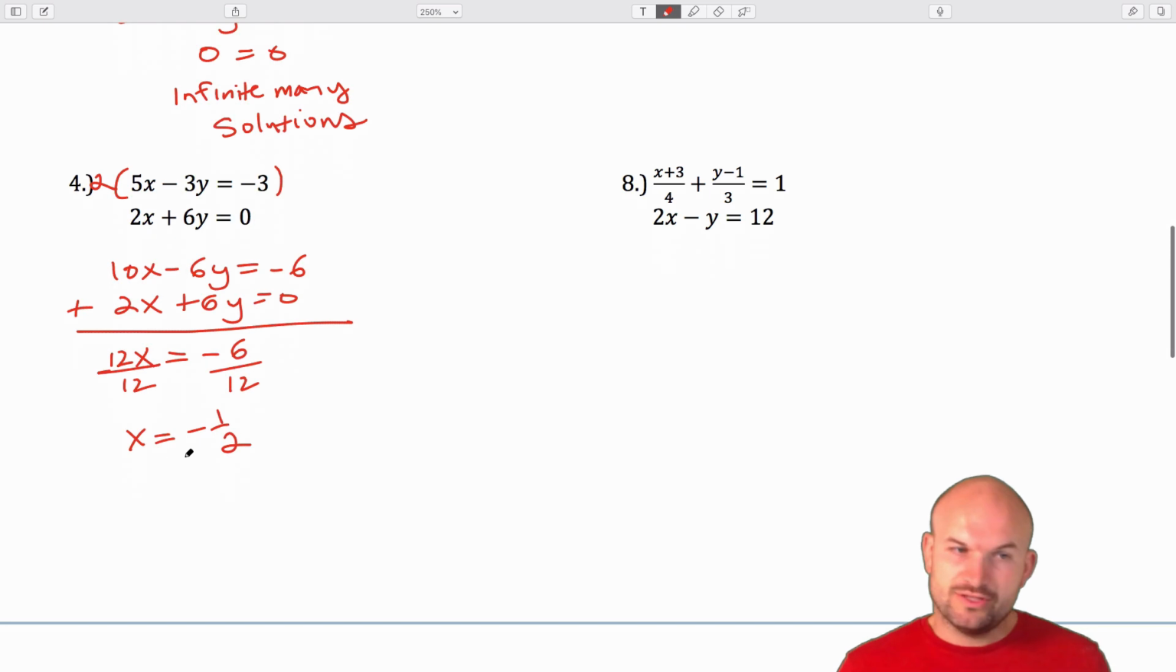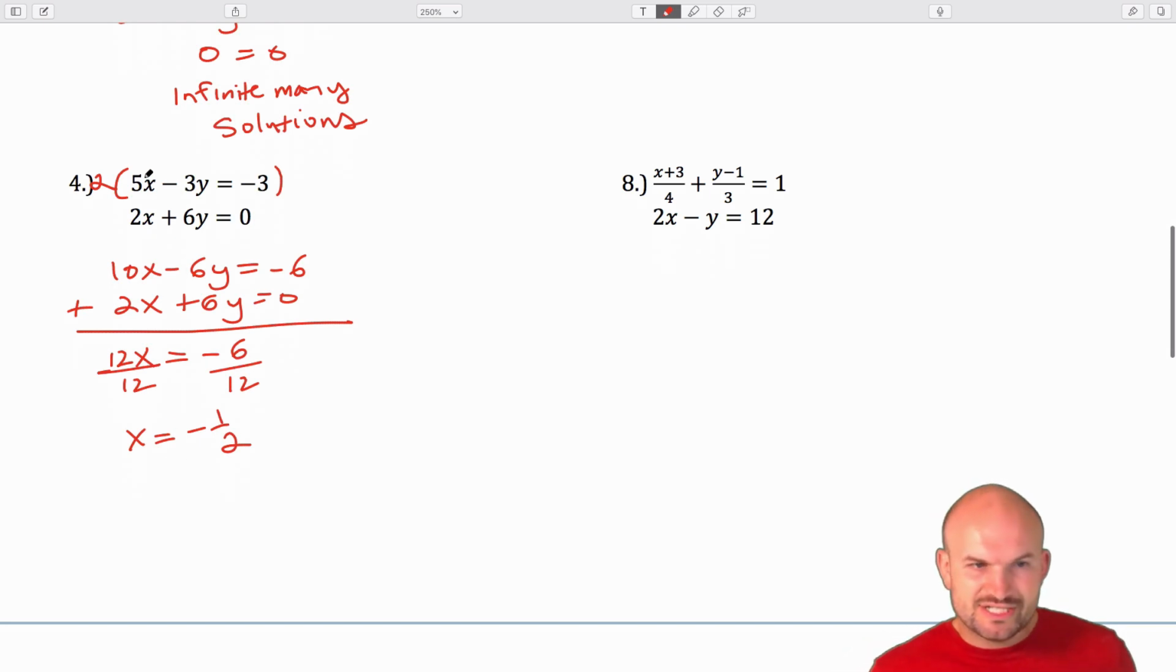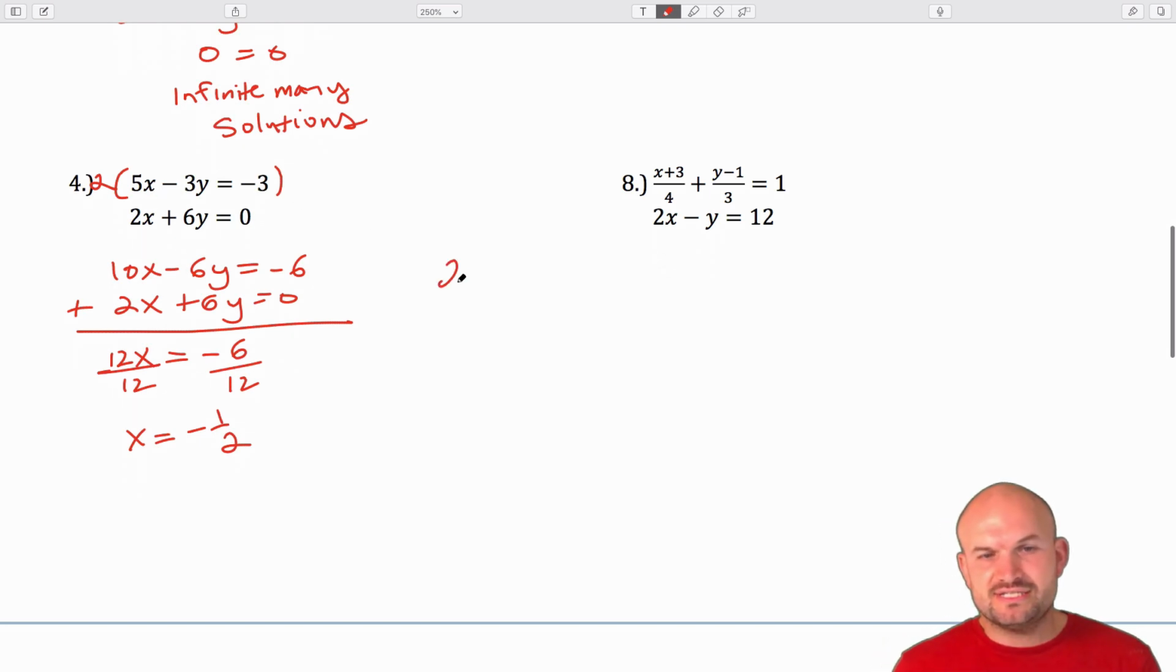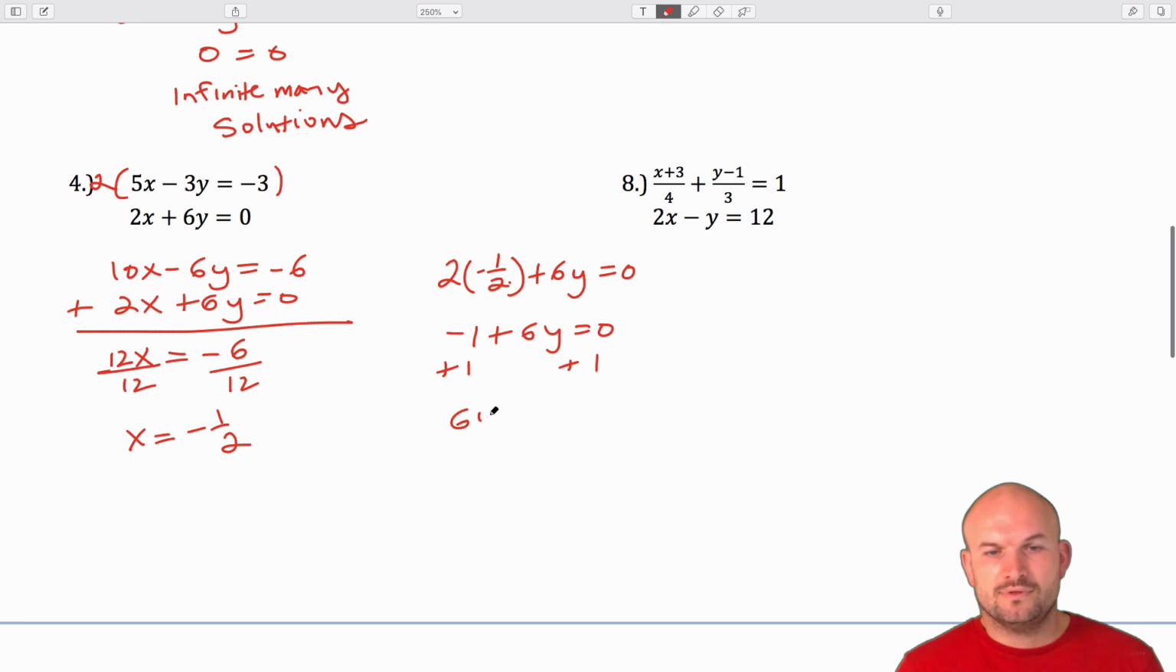Now, just like we did before, take that x and plug it into one of those equations. You could plug it into either one of them, but I wouldn't plug it into the top equation, because 5 times negative 1/2 doesn't really look like a nice number. But if I plug it into the bottom equation, I can see that the negative 1/2 is going to divide out with the 2. Oops, that's an x. No, yeah, that's fine. So therefore, that goes negative 1 plus 6y is equal to 0. Add the 1, add the 1. 6y is equal to a positive 1. Divide by 6, divide by 6. y is equal to 1/6.